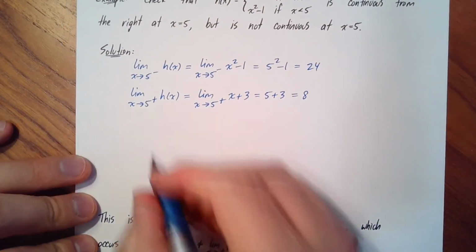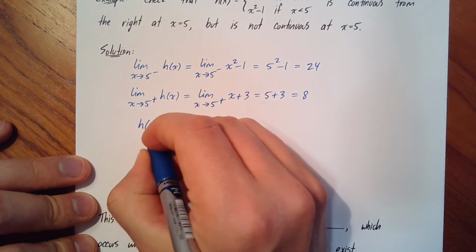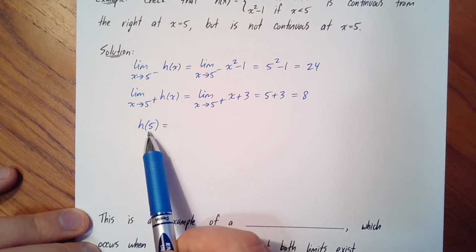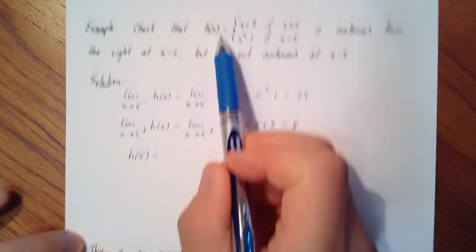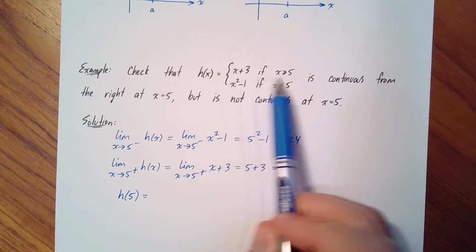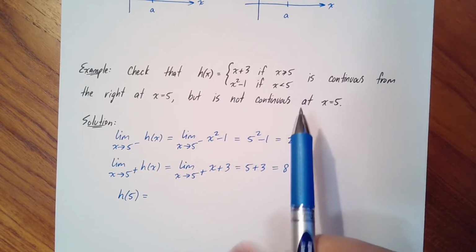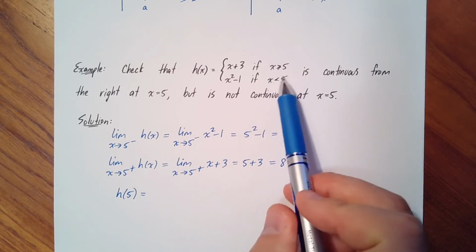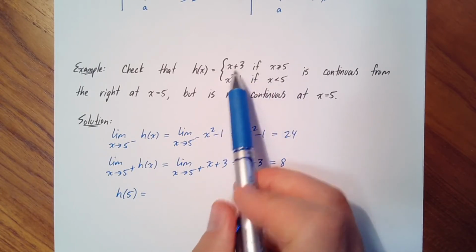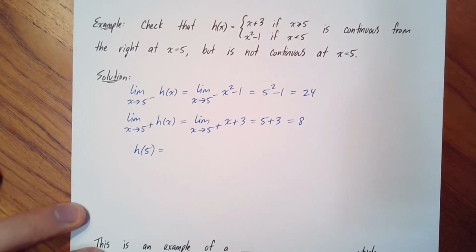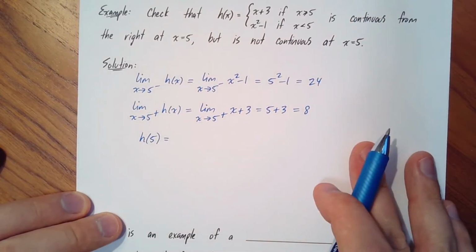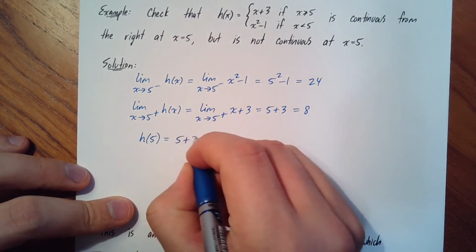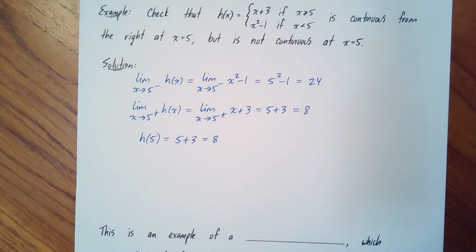But let's work out h of 5 anyway, because we do need to show that it's continuous from the right. So what's h of 5? Well, plug in 5 to function h. How do you plug in a point to a piecewise function, right? Figure out which one of these is satisfied when x is equal to 5. 5 is greater than or equal to 5. This one is satisfied and this one is not. So that means we're going to use x plus 3 as the definition of h of x, and we're going to plug 5 into that, so we're going to get 5 plus 3, which works out to be 8.